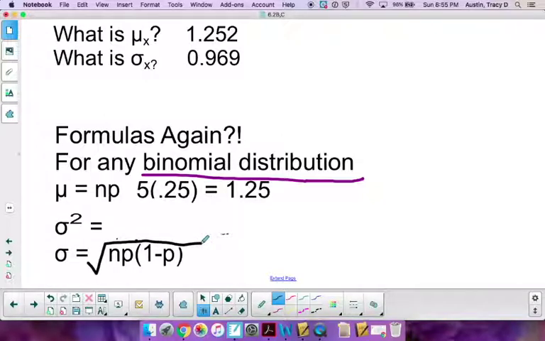Okay, it is the square root of the mean, NP, times the probability of failure. That's pretty much what 1 minus P is. And if you take the square root of that, again, we can approximate it. That's going to be the square root of, okay, so 5 times 0.25 times 0.75.